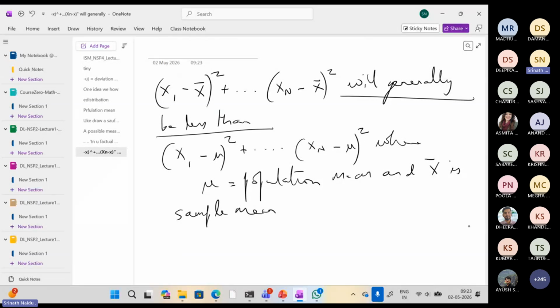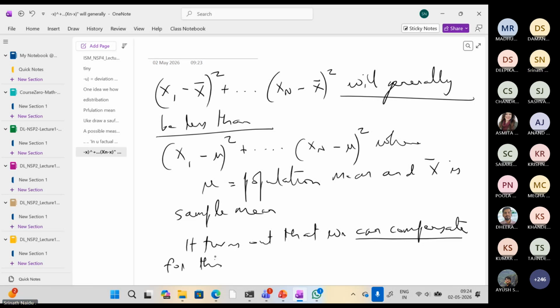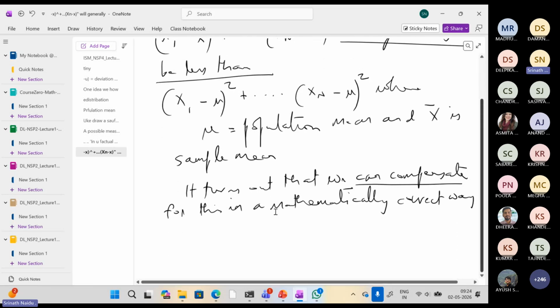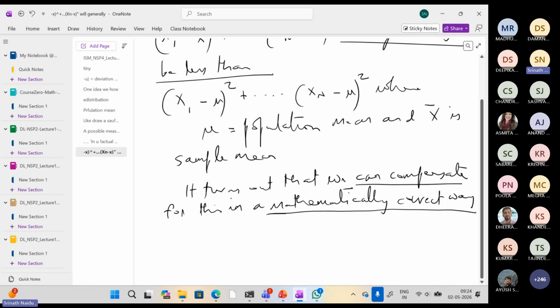So it turns out that we can compensate for this in a mathematically correct way. Now the question is, what is the mathematically correct way? I can't tell you yet because we don't know what the expectations are and so on, right? It's coming up later in the course. So I'm just going to leave this as a placeholder.